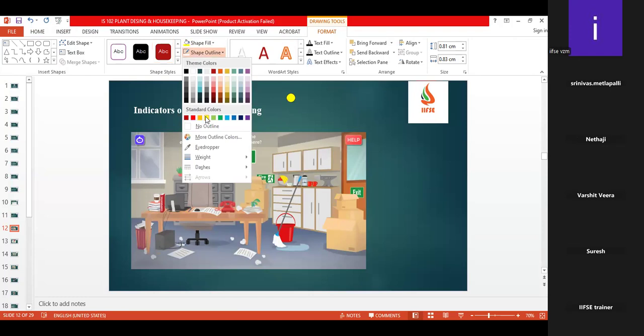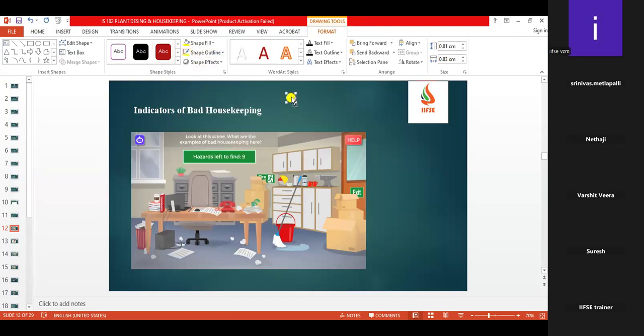Emergency exit blocked. This is one hazard. Okay. Slip hazard. Slippery surface. Yes. Next one, fire hazard. Where? Papers are near electrical sockets. Can I say it is an overloaded circuit?